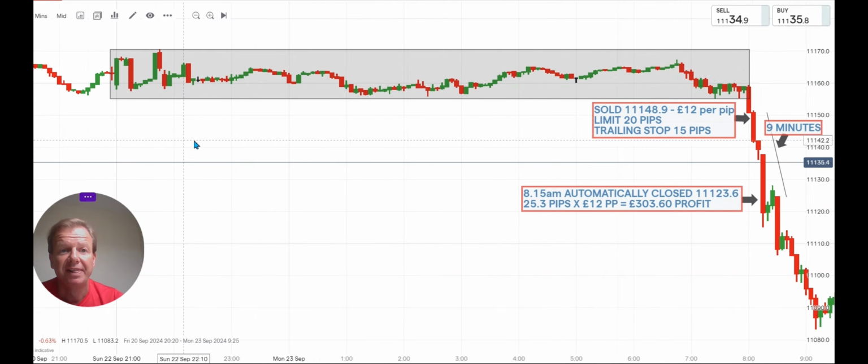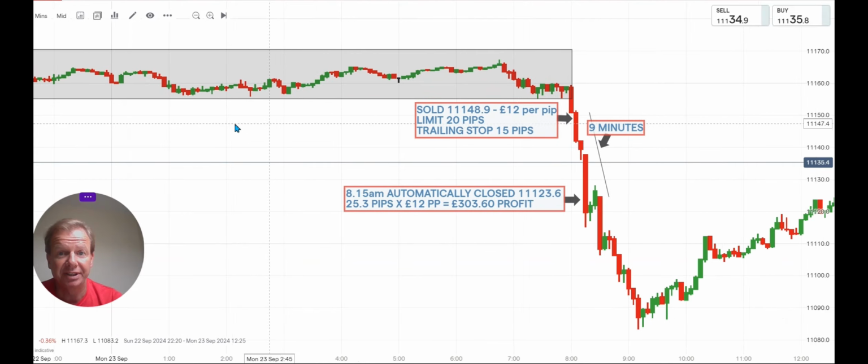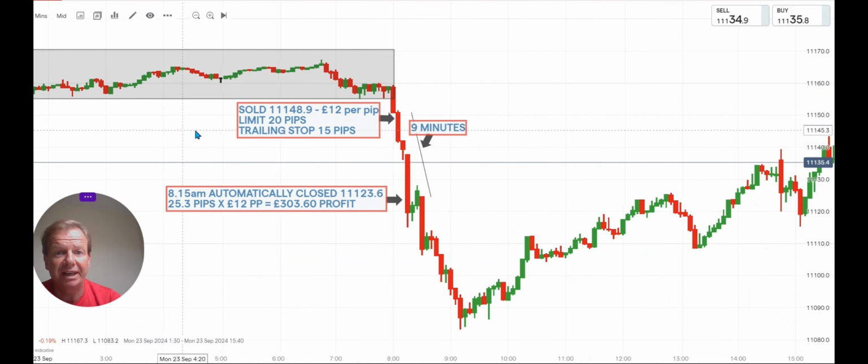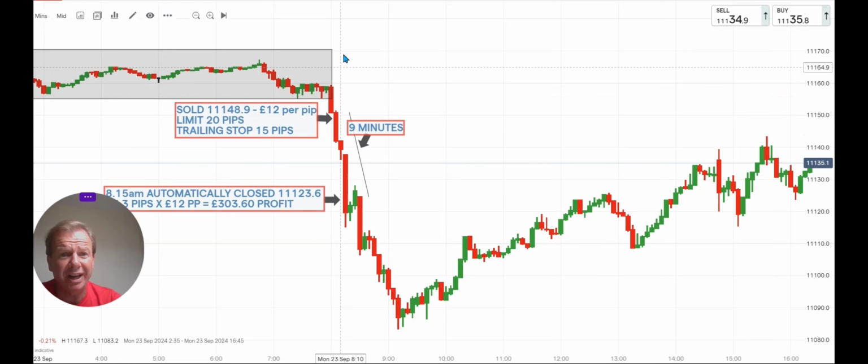I use 5 minutes. And I draw this box, you see, with the Asian session, which runs from midnight to 8 o'clock in the morning. Very narrow range as it normally is. I wait for a full 5-minute candlestick to come out before I then trade. So if I've gone out the top, I would have gone long. Here I've gone short. And as you can see, the first candlestick came out, and I sold at 1148.9.